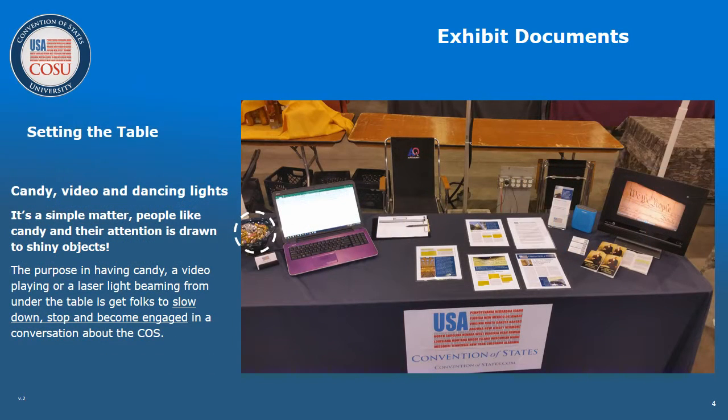Setting the table. Let's start with the far right side. We have a monitor showing what we call the Alabama video that explains how the Convention of States process works. Next to that is a Bluetooth speaker that's providing the audio. In front of the monitor are 4 pocket constitutions with one of them set open and highlighted to Article 5. There are 3 business cards set in front of the speaker.